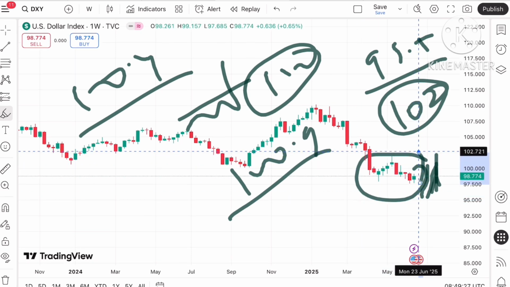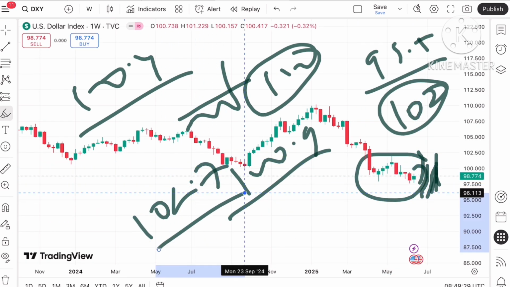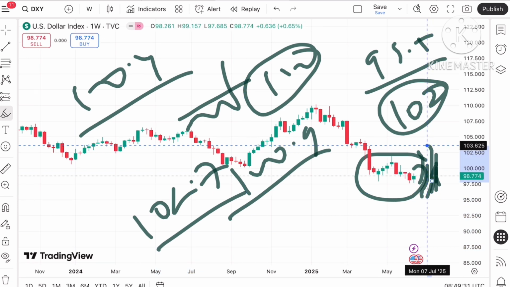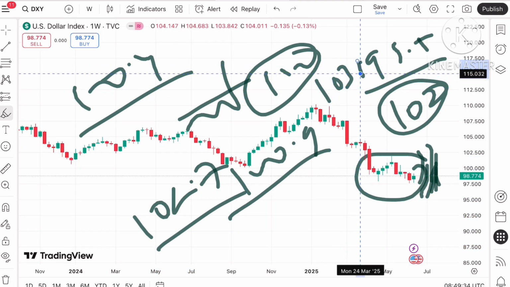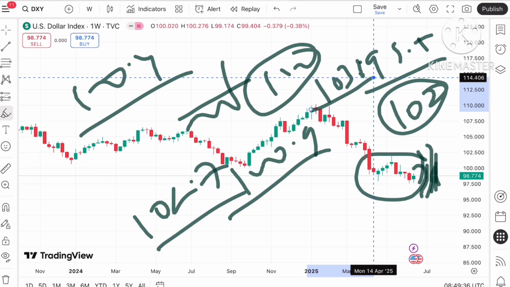If the price sustains above 100.9, chances of touching 102 will be there, and then a further upside movement towards a level of 102.7, and if the price moves above that level, we can see a level of $103.6. And if that sustains, a further upside can be seen.